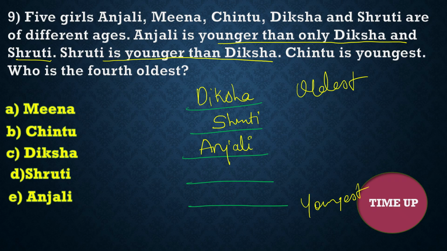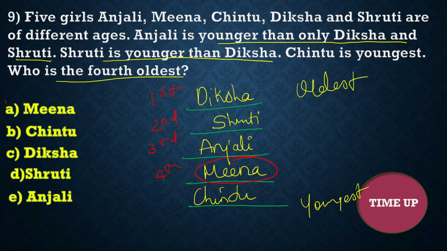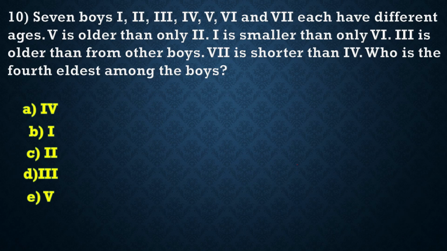Next, Chintu is the youngest. So Chintu will come here because he is the youngest. So who is left? Meena is left. So Meena will be placed here. Who is the fourth oldest? First oldest is Diksha, correct? So fourth oldest will be, this is first, second, third, and fourth oldest. So fourth oldest is Meena. So answer will be A, that is Meena. 10th question on your screen and your timer starts now.